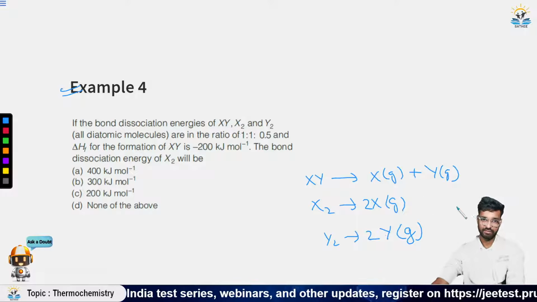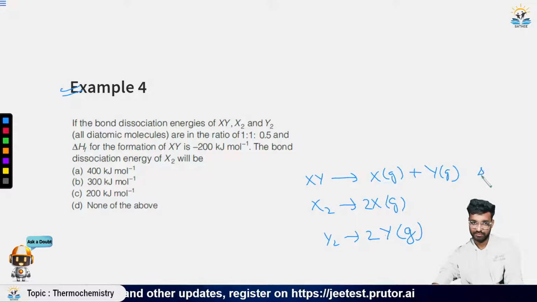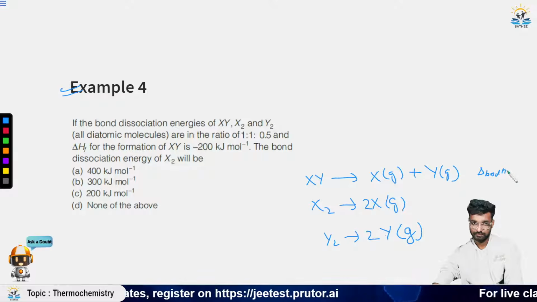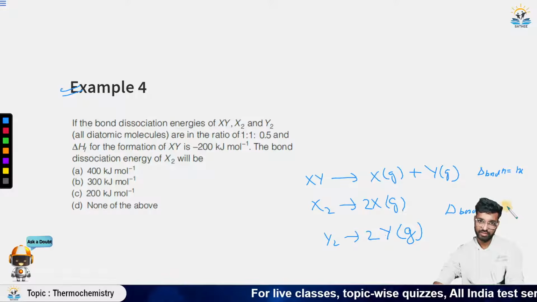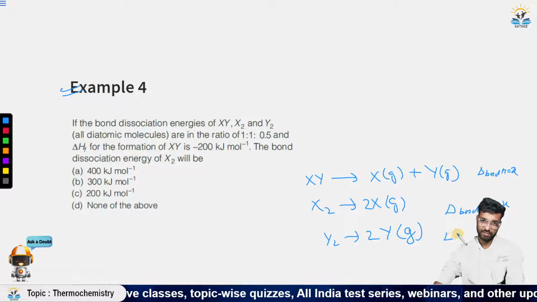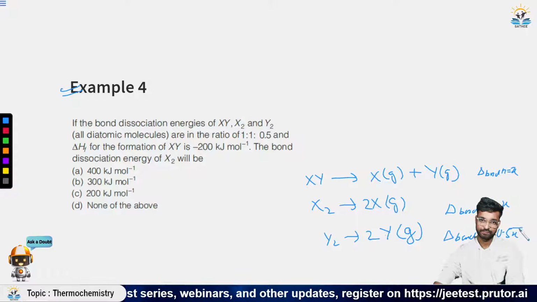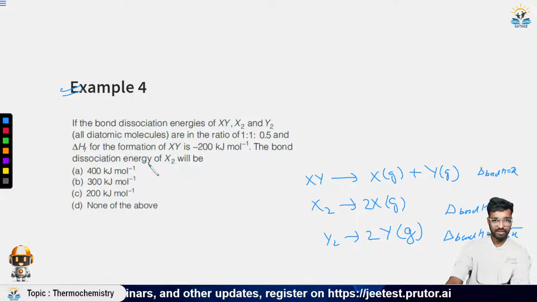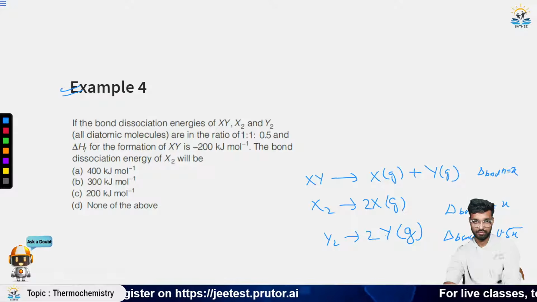So the ratio is given. So it will be 1x. So delta H bond is 1x, delta bond H is 1x again. You can say x simply, and this delta bond H is 0.5x. And the delta H formation for XY is given as minus 200 kilojoule per mole.